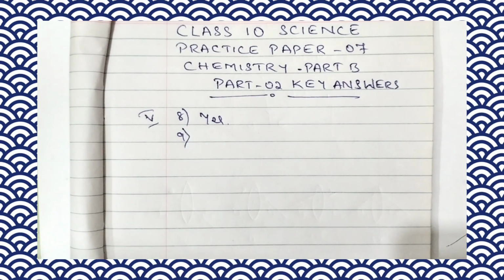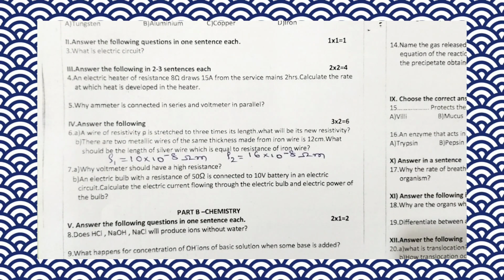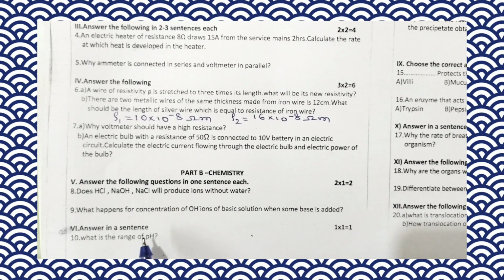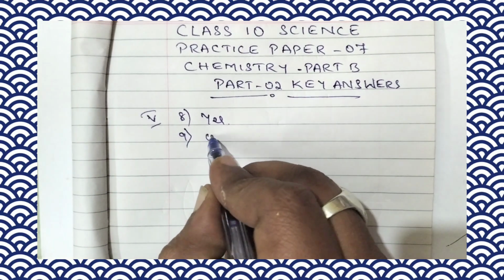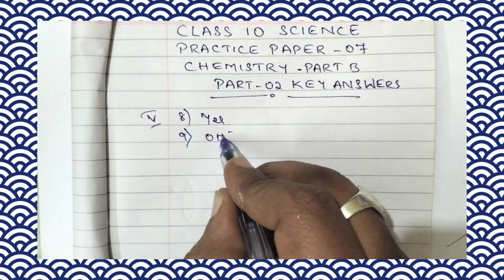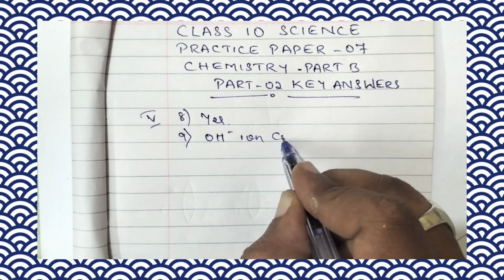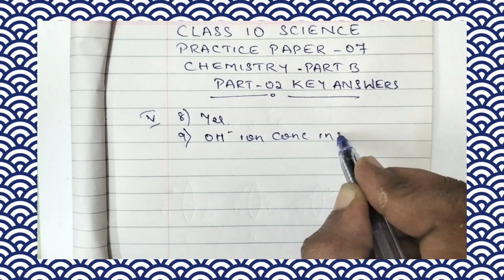Next, let us move to the next question, that is the ninth question. What happens to the concentration of OH minus ions of a basic solution when some base is added? When we add some base, definitely the OH minus ion concentration increases.